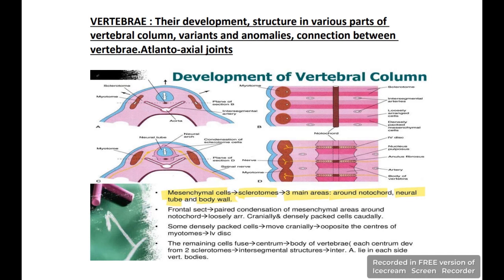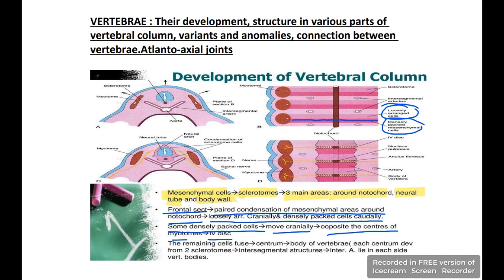Now this is a frontal section, with paired condensation of the mesenchymal area around the notochord, loosely arranged cranially and densely packed cells caudally. See, this is the caudal part. Here are the densely packed mesenchymal cells, and in the frontal section there are loosely arranged cells. Now what happened? Some densely packed cells move cranially, opposite the center of the myotomes, and then form the intervertebral disc.